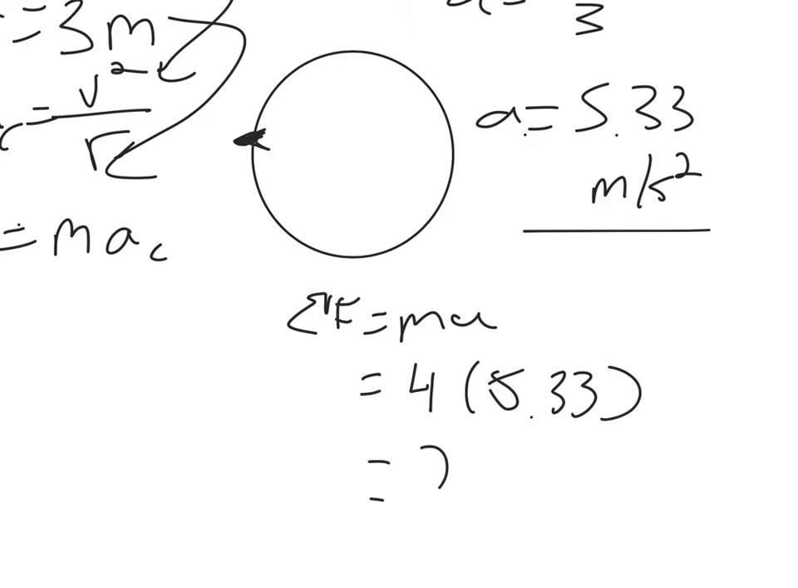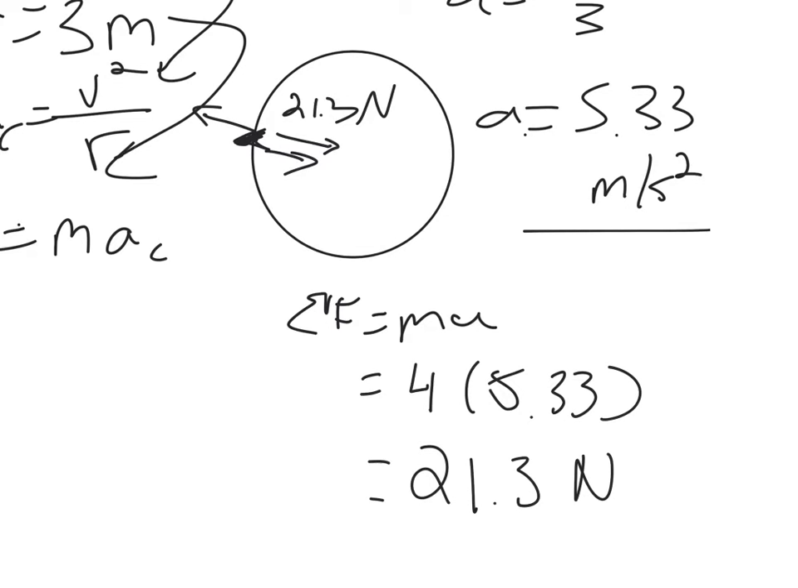And that is going to equal 21.3 newtons. So that force, that 21.3, is pointed directly into the center of our circle. And that is the net force. So it could be a combination of multiple forces. There could be one pointing outward and one pointing in, but when they add together, it has to end up being 21.3 newtons into the middle of the circle.